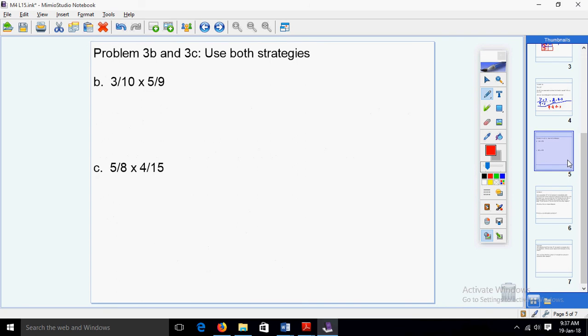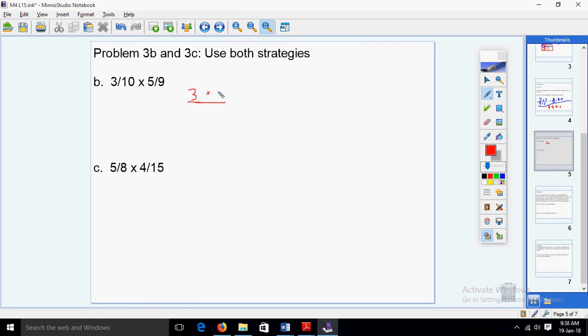All right, here we go. We're going to look at 3/10 times 5/9 and 5/8 times 4/15. And when I say we're going to look at, I'm actually going to only do the first one, and then the second one you can go ahead and pause and solve, and you'll see that again in your quiz. Now it says use both strategies, but I'm not going to, just for time's sake. I just showed you the last one. You got the idea.